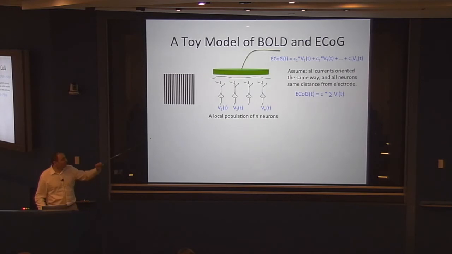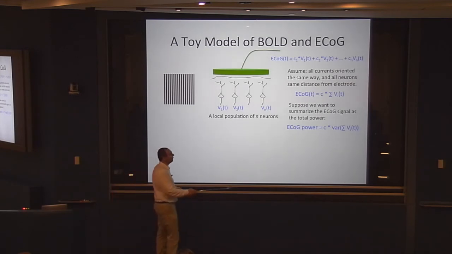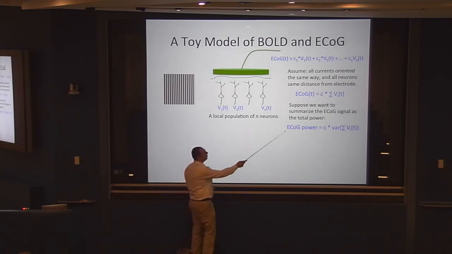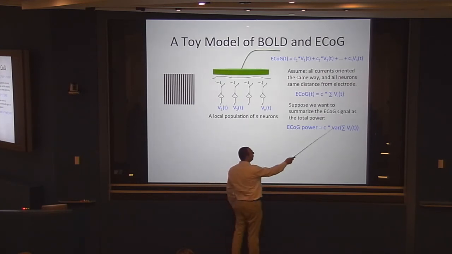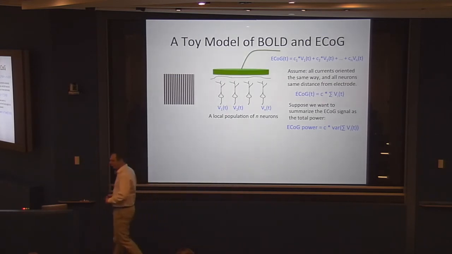And that gives me a whole bunch of numbers, because ECoG of t, that's a time-varying measurement. Maybe I've got 1,000 measurements in a second after I show a subject a stimulus. What am I going to do with that? I want to summarize that, and maybe I will choose to summarize it by computing the total power in the signal, which is equal to the variance in the signal. So I've now got this summary metric of my ECoG signal, which is that it's proportional to the variance of the sum of the membrane potentials of all my neurons.